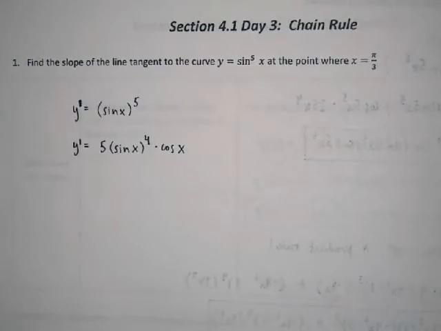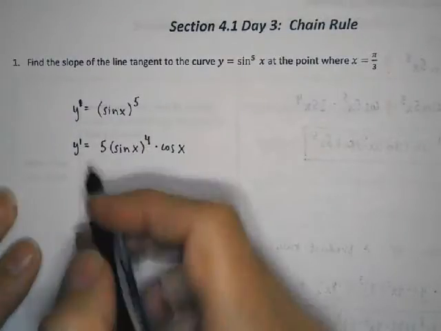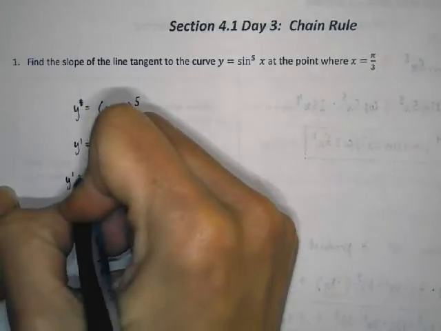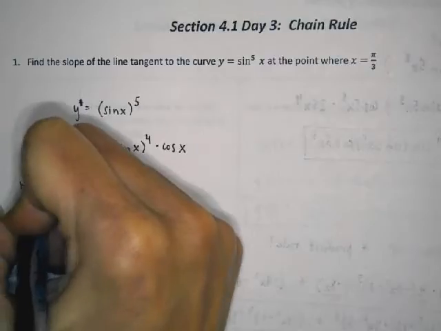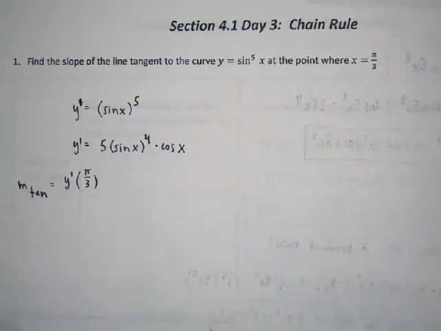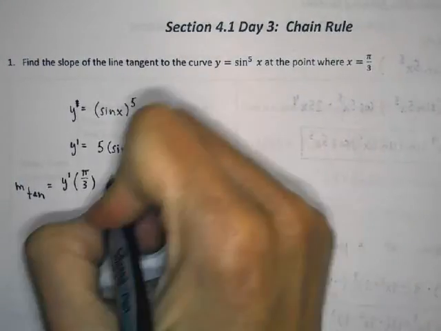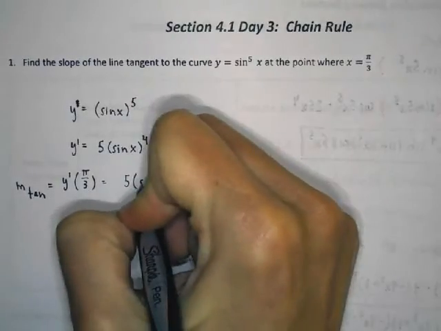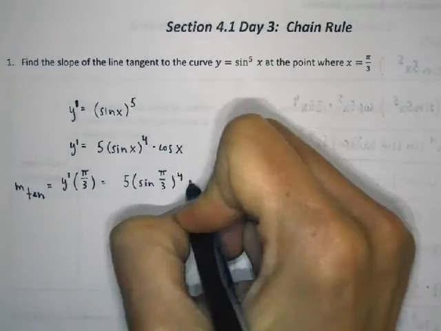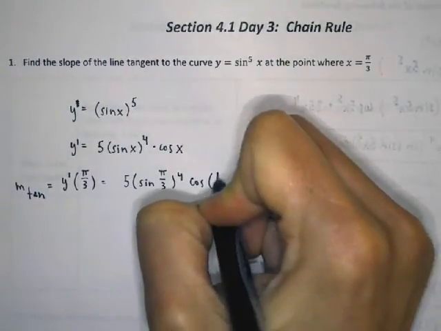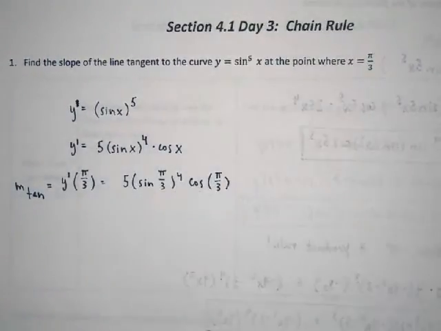I know I need to find the slope of the tangent at the point where x equals pi over 3. So now I'm going to go ahead and plug in pi over 3. We know we're doing this to find the slope of the tangent. So y prime of pi over 3, we're going to have 5 times sine of pi over 3 to the fourth power times the cosine of pi over 3.